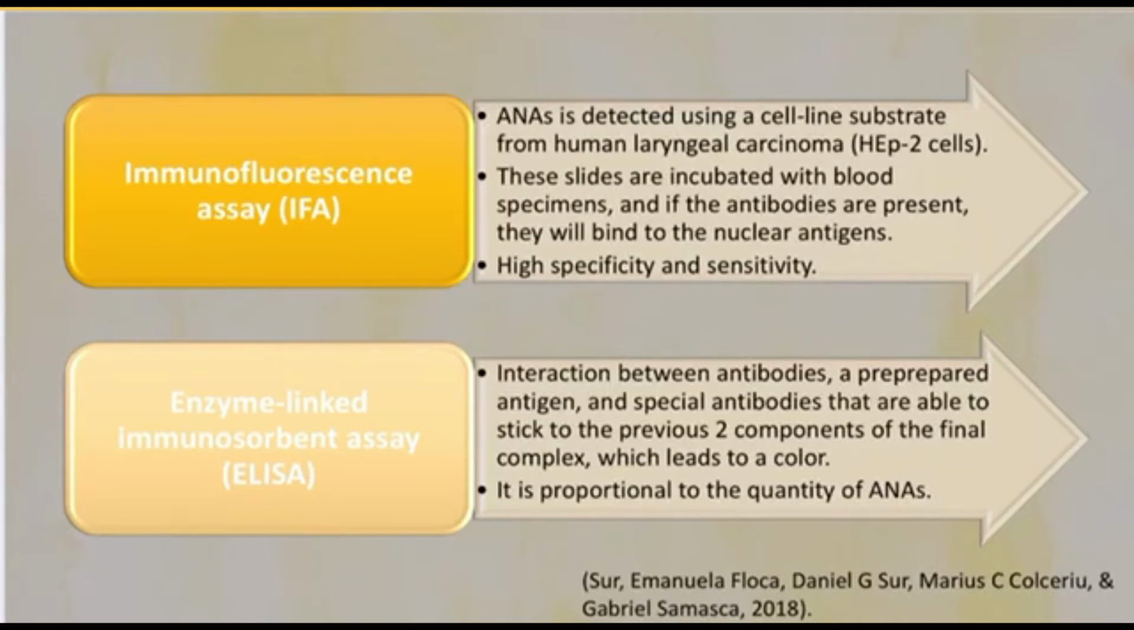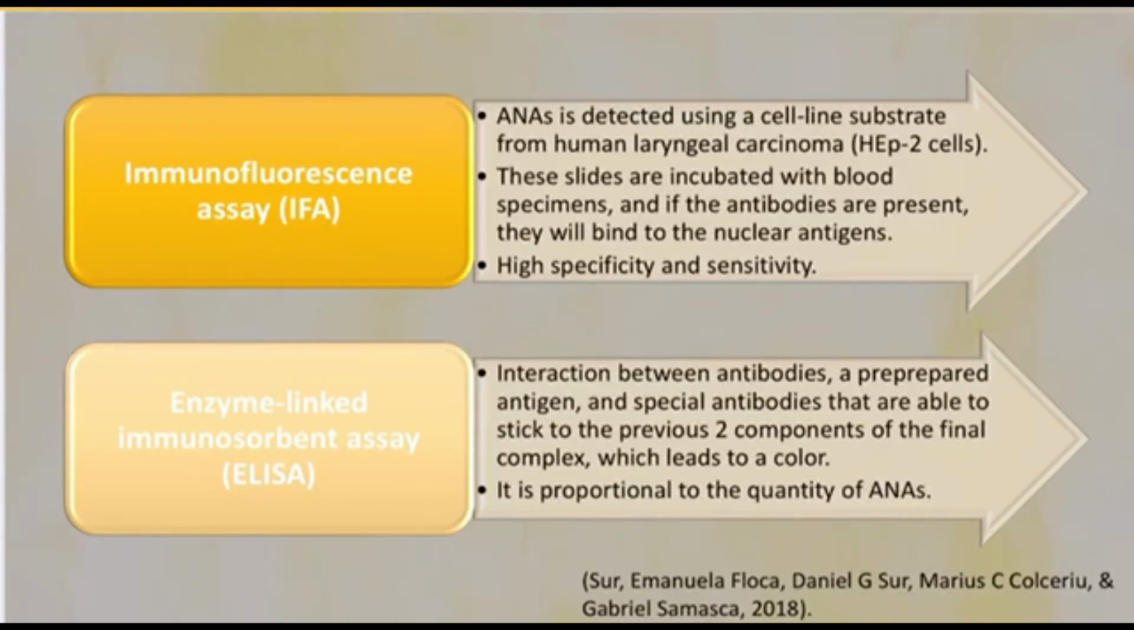In IFA, the presence of ANAs in the patient's blood specimen is detected using a cell line substrate from human laryngeal carcinoma (HEp-2 cells). This cell is a sensitive substrate for ANA. The cells are incubated with the blood specimen, and if the antibodies are present, they will bind to nuclear antigen. The antigen-antibody complex can be visualized in fluorescent microscopy, hence it is a standard method as it has high specificity and sensitivity.